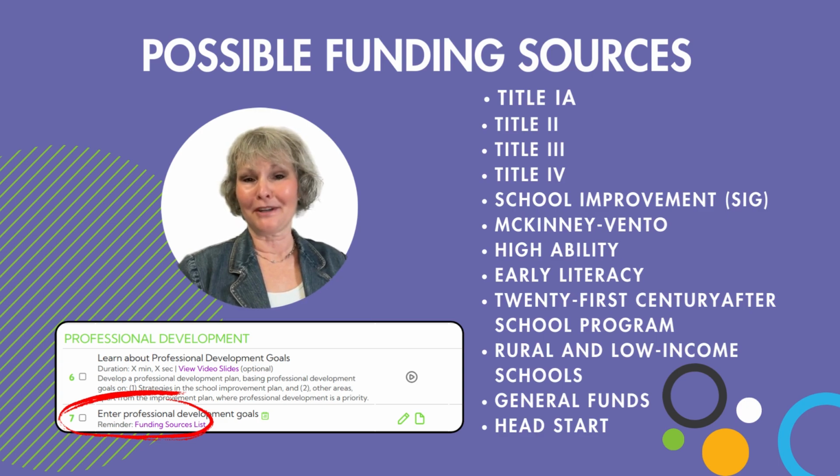You'll be asked about funding sources. You can find this list on the screen, listed in Step 7 as Funding Sources List.